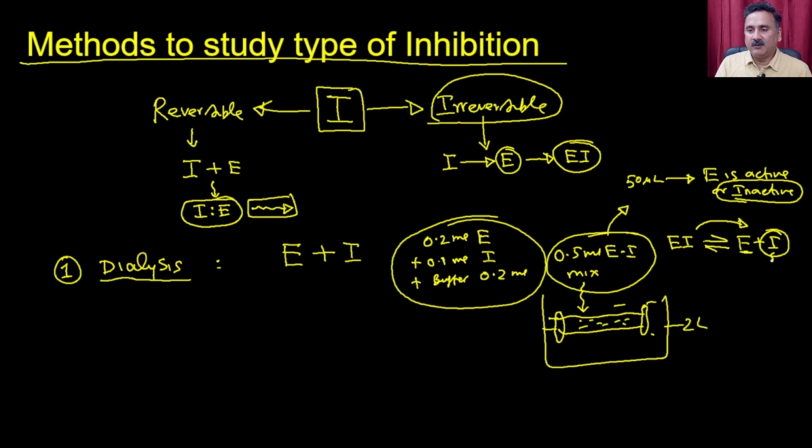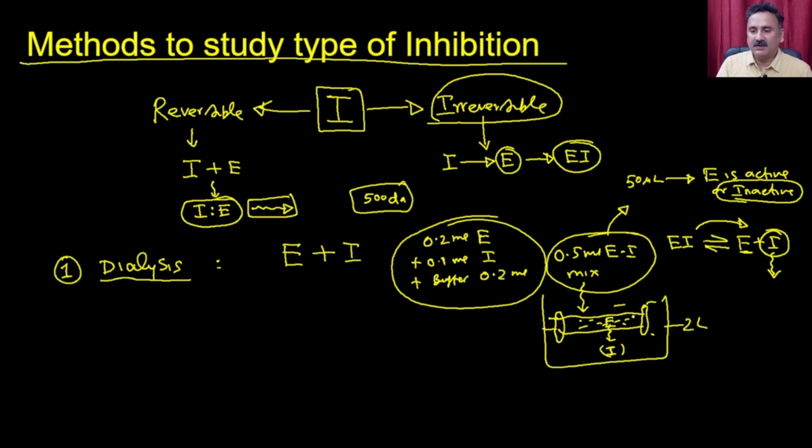And since the inhibitor is of small molecular weight, mostly in the range of 500 Dalton, it will come out and be present in the outer environment. Because of that, you are going to get a free enzyme. The enzyme will remain inside and the inhibitor will come outside.